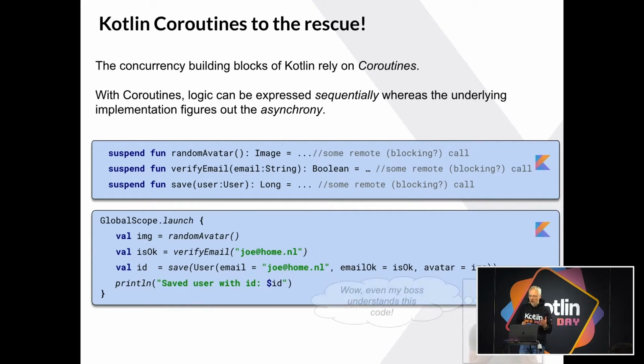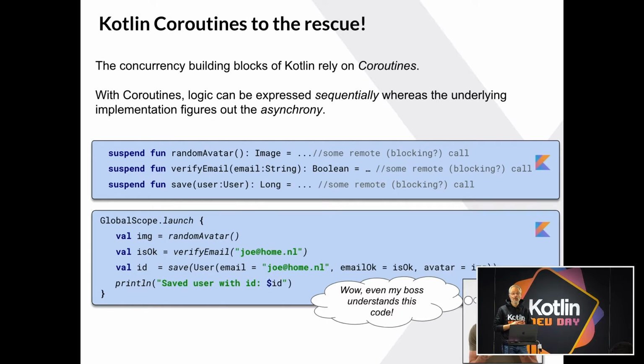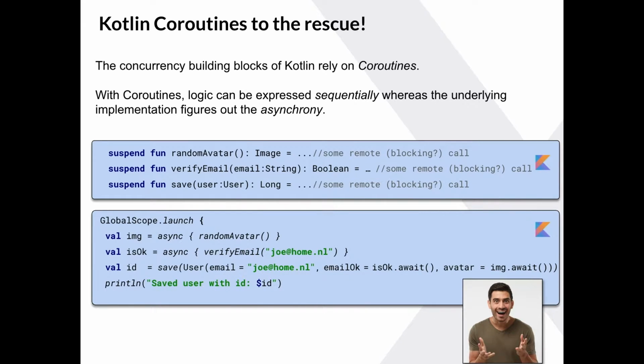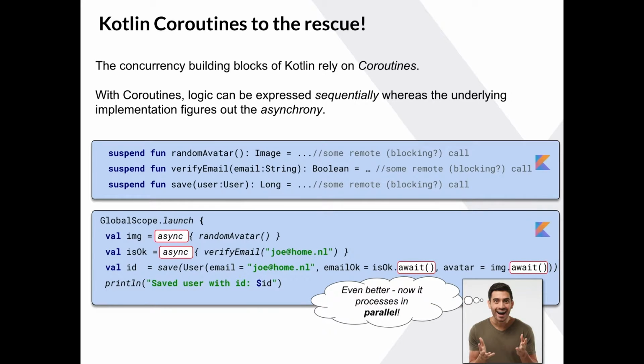So I think this code your boss could read and understand. And that's always a perfect sign that apparently it's code that is maintainable. Besides that, we also can use something like async and await, which allows us to kind of in parallel set out two tasks. Here, random avatar, verify email, concurrently, in parallel. And then continue working once these calls have returned a value.